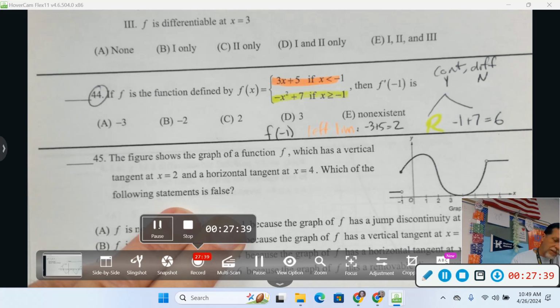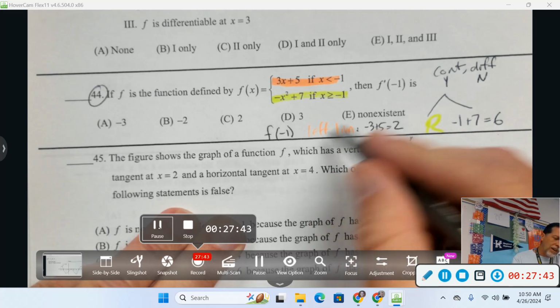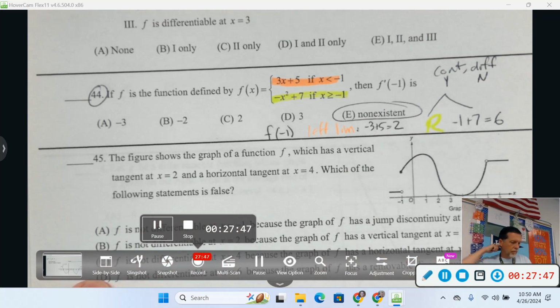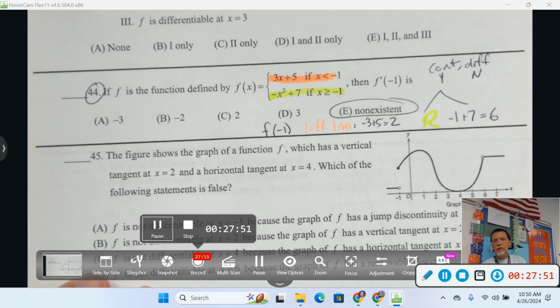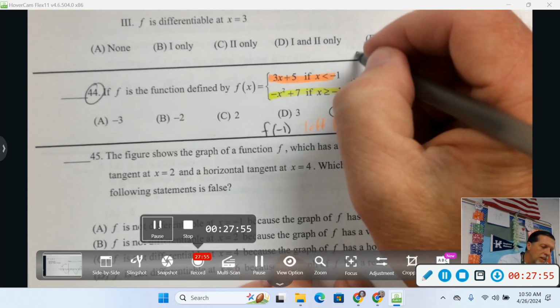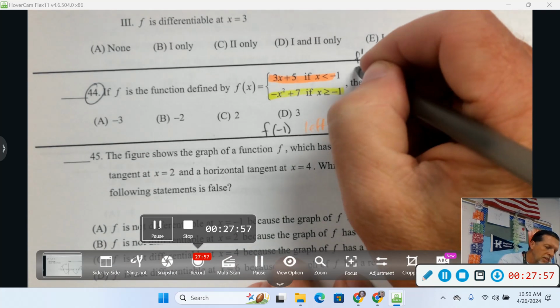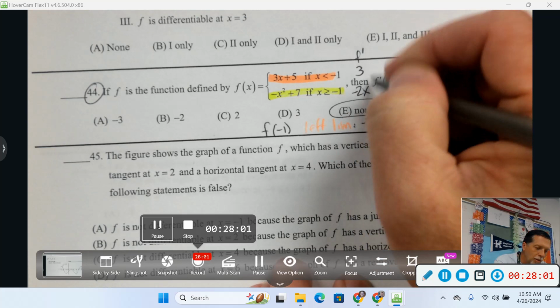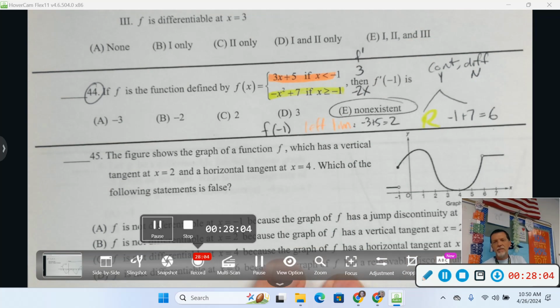So if I did that right, this thing is not continuous at -1, so it can't have a derivative there. So it didn't really even matter what the derivatives were. If we had passed the continuity test, then we would take the derivative of both pieces. So that one would be 3, this one would be -2x, and then we would see if those matched. Those don't match either, so this is a definite non-existent derivative.